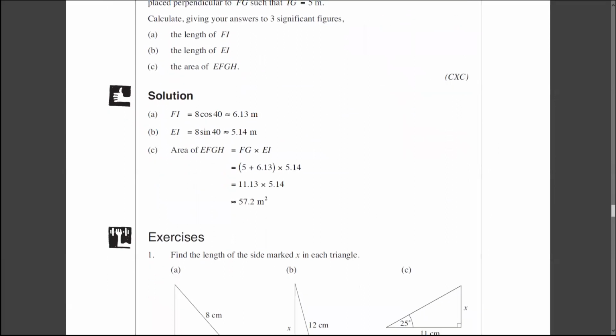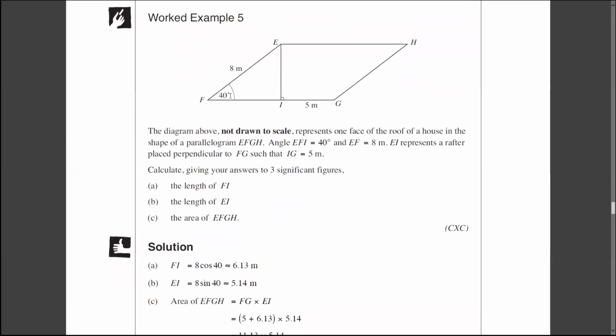So this relates to cosine: adjacent over hypotenuse. The adjacent is the unknown. The 8 would be in the denominator, so I multiply both sides by 8, which gives 8 cosine 40, just as I have here.